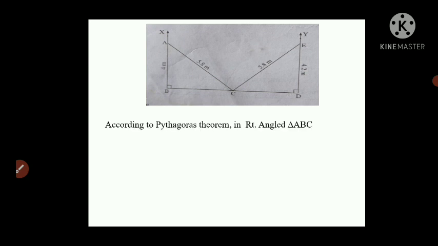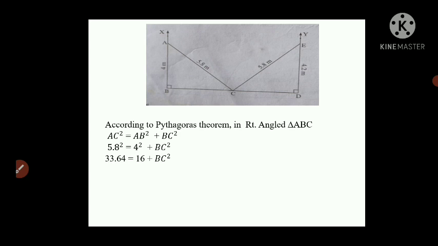So see, according to Pythagoras theorem, in right angle triangle ABC, which is on the left hand side, we know hypotenuse square, which is AC square, is equal to side 1, which is AB square, plus side 2, BC square. So AC square is equal to AB square plus BC square. I will substitute the value. AC is given 5.8. So 5.8 square is equal to AB's 4 square, plus BC square. Now 5.8 multiplied by 5.8 will be 33.64, is equal to 4 square, which will be 16, plus BC square.